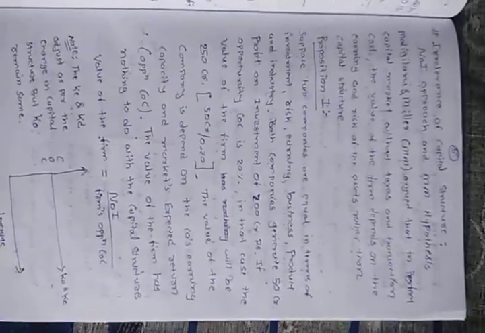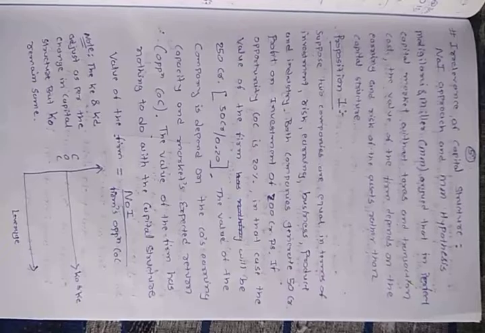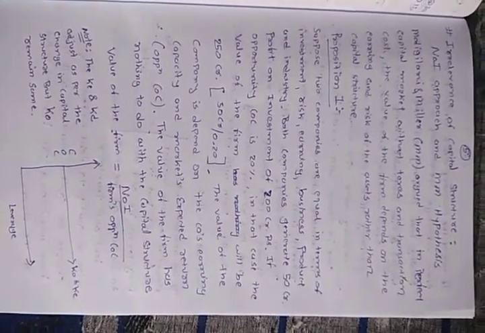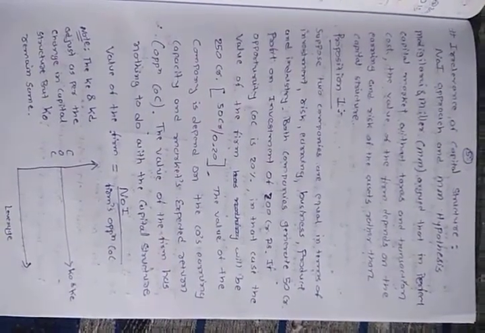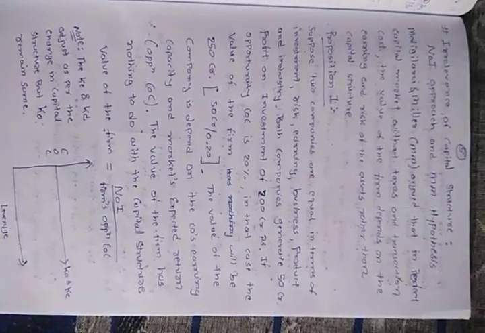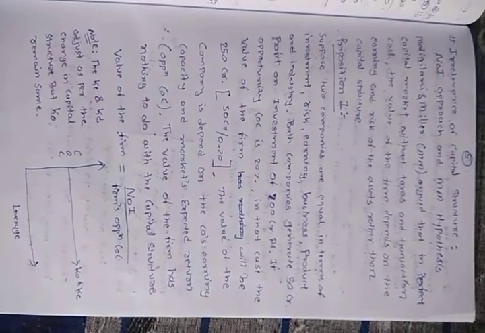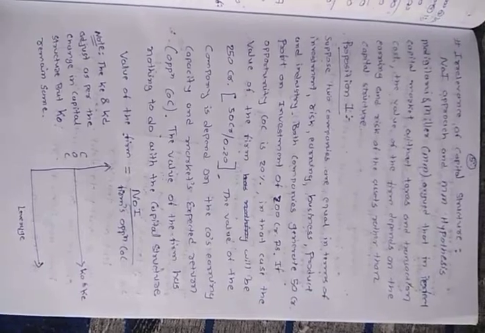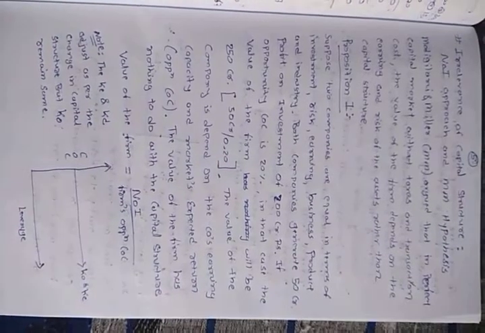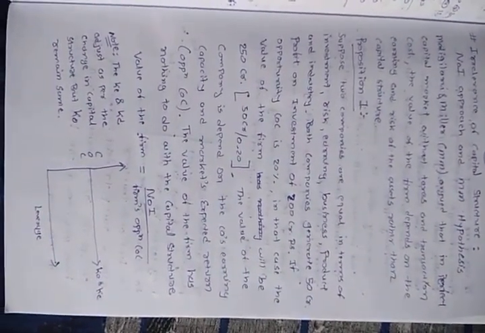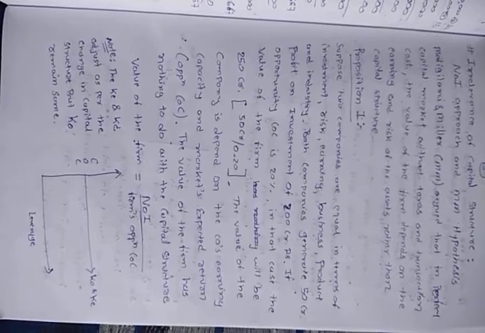Now this is Modigliani and Miller. They argued that in a perfect capital market, without taxes and transaction cost, the value of the firm depends on the earning and risk of the assets rather than the capital structure. Now what does it mean? It means if a company is earning sufficiently with a calculated or given risk, the value of the firm depends on the earning and the risk, not on the capital structure. So they explain it very nicely, and they give two propositions, proposition 1 and proposition 2.